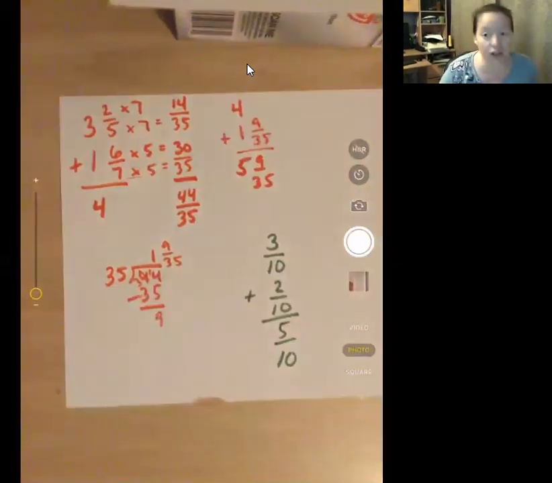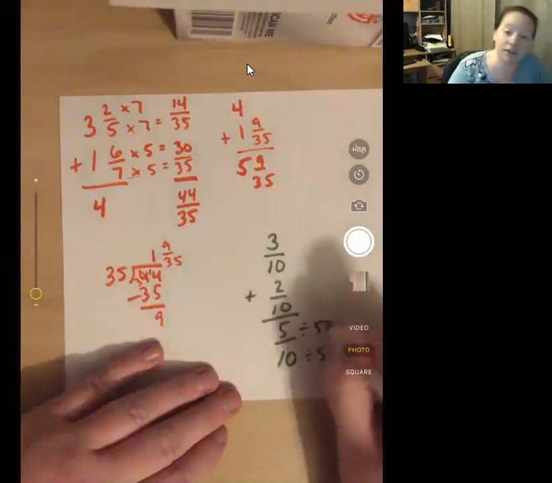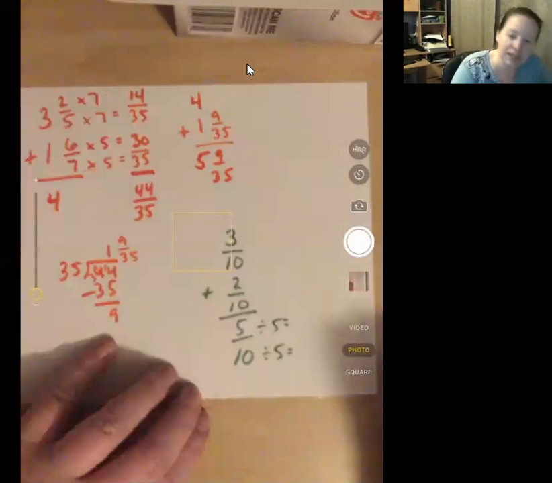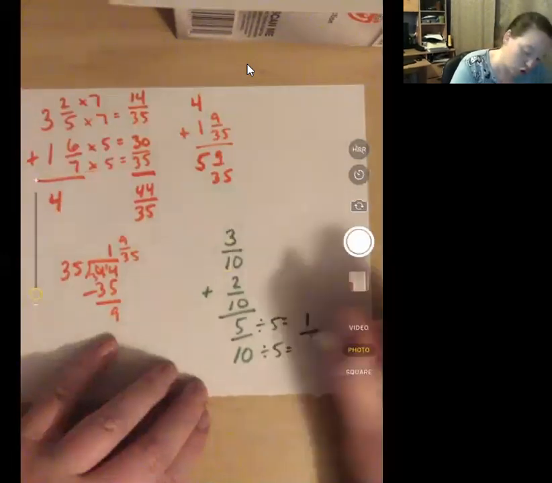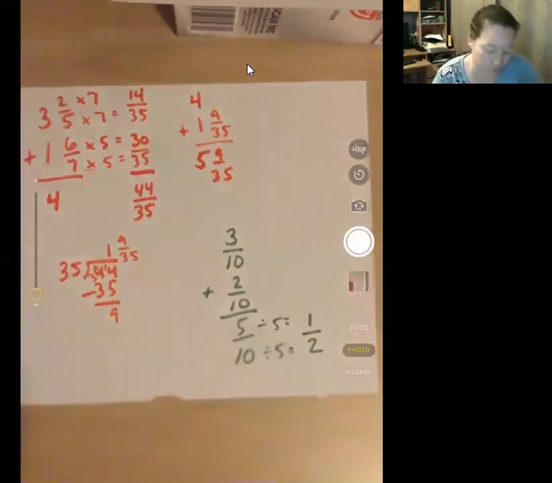So I look at that and I go, can I take out a 2? Are both of them even? One is, the other one isn't. Can I take out a 5? I have endings in a 5 and a 0, so yes, I can certainly take out a 5. So let's take a 5 out of there. 5 divided by 5 is 1. 10 divided by 5 is 2. Then I look at that and I go, can I make that any smaller? I have a 1. If you ever end up with a 1, the answer to can I make it smaller is no. You cannot make a 1 any smaller. 1 is the smallest you can go.